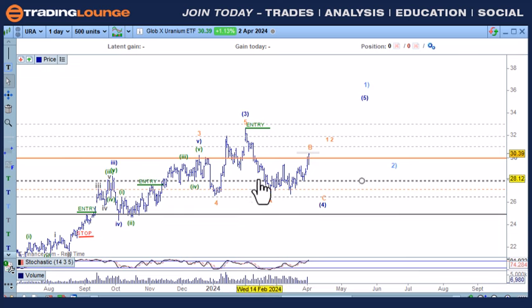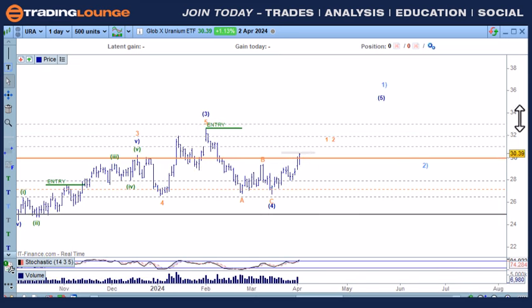So I'm wondering if we need to squeeze in some sort of ABC pattern into this point here and bring this over to here, or bring it to here at least. I'm not quite sure. Or I could do this here, probably a WXY or something, and put it here and look at the impulse wave here. So I just want to talk about this a little bit.